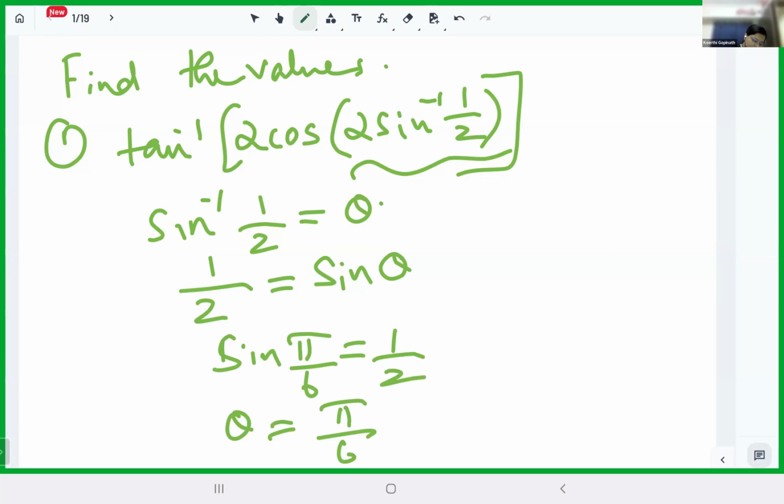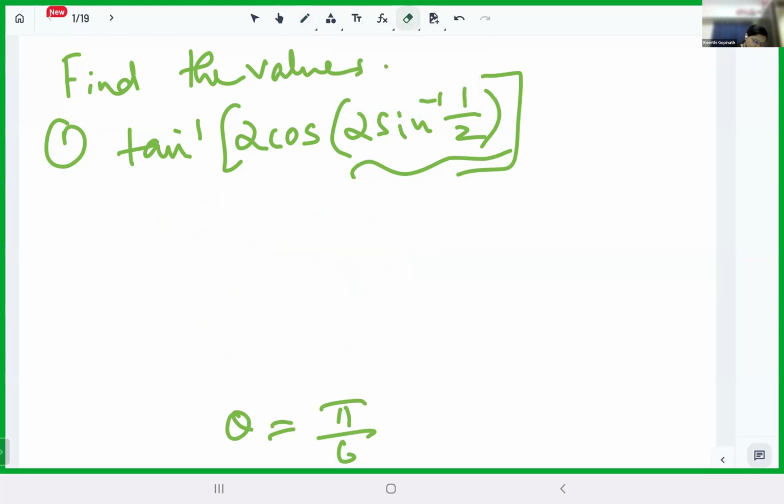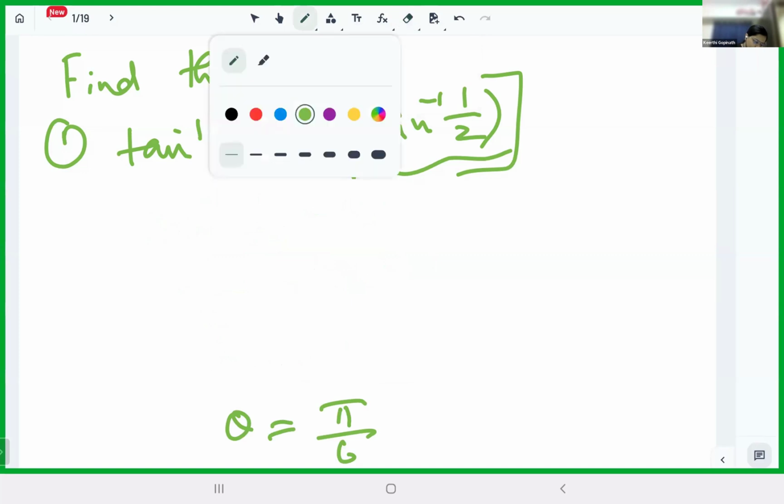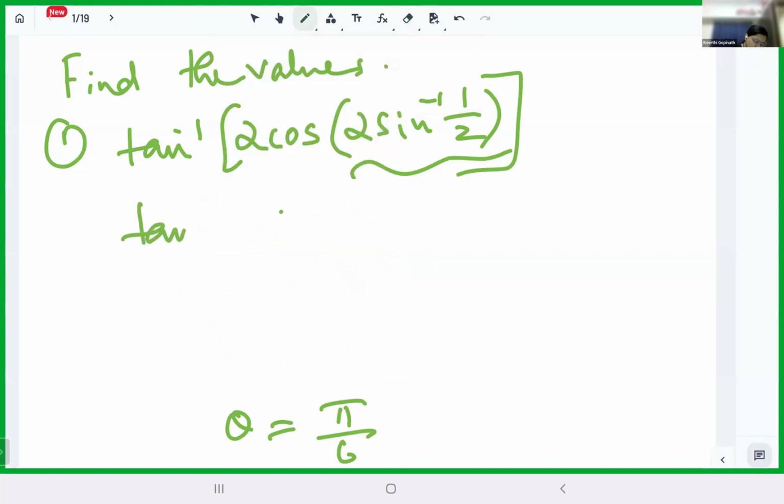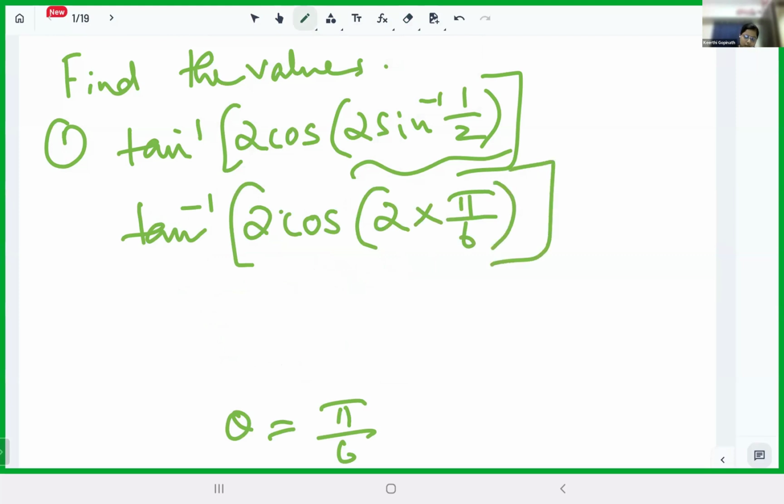And now what do we have to do? We have to substitute this value in that particular equation. We have got theta is equal to pi by 6. So put that value, that is tan inverse of 2 cos 2 into pi by 6. Sine inverse of 1 by 2 is pi by 6, so it will become 2 into pi by 6. So we can cancel this. That becomes tan inverse of 2 cos pi by 3. Right? 2 and 6 got cancelled.